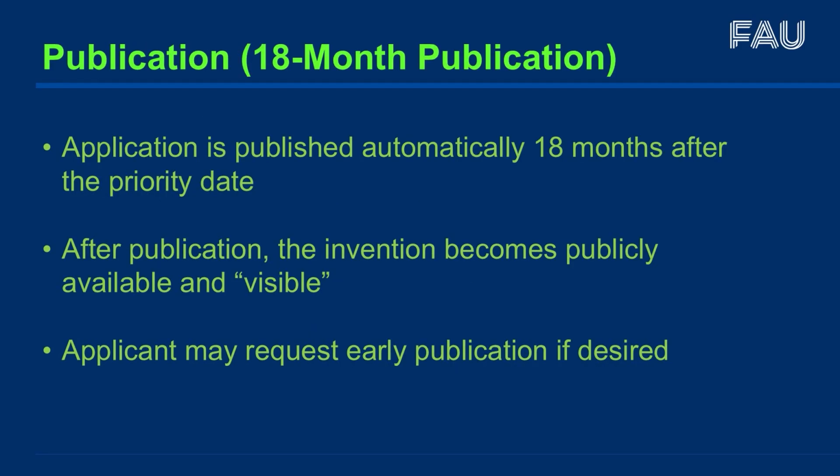18 months after the priority date, the application is published automatically. From that point on, the invention becomes publicly accessible. It is essentially made visible to the entire world. If the applicant wishes to make the invention public earlier, the EPO also offers the option of requesting early publication.